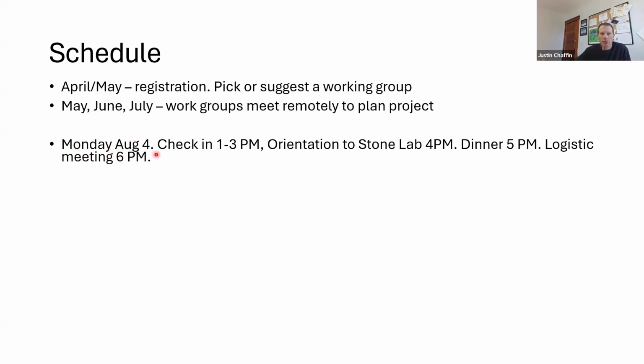Monday, August 4th would be check-in between 1 and 3 p.m. We'd have an orientation at Stone Lab at 4 p.m. Dinners in our dining hall are always at 5 p.m. And then after dinner, we would meet for a logistics meeting with the working groups.